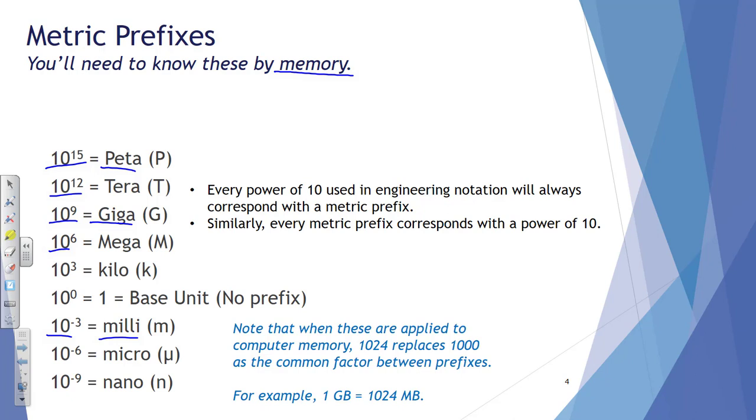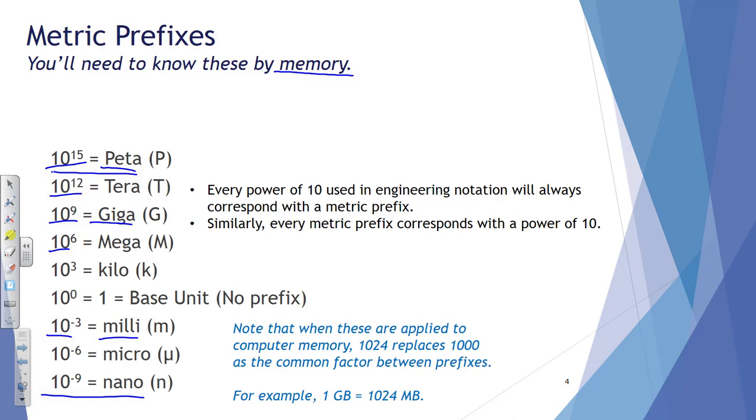You need to know from 10 to the negative 9, which is nano, up to 10 to the 15th, which is peta. And so you'll need to spend some time studying those. So that when we get to our unit test, you can show me that you can switch between those, and that's what we're going to do right now.